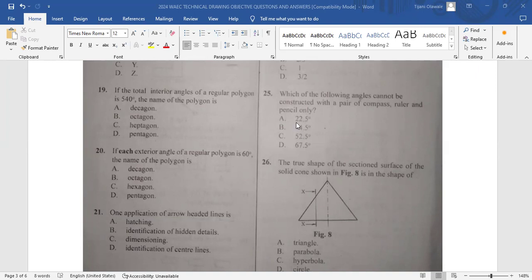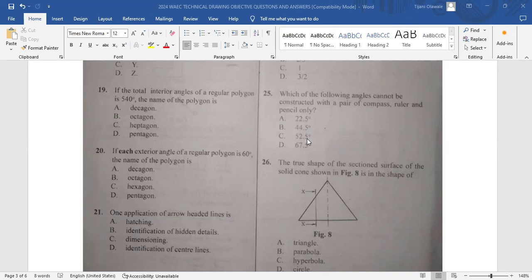Then this is 89/2. So we cannot use a pair of compass to construct angle 89. You can't use it to construct angle 89. So why this one gives us 105/2.